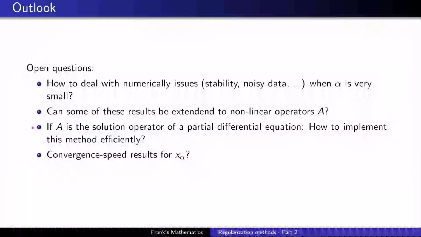And more like numerical aspects here, if we have a solution operator of a partial differential equation, how do we implement this in an efficient way, of course? Up to now, we have only abstracted this operator and worked with the operator itself. But what about numerics? What about implementation? And number 4, what about convergence speed results? Can we impose some conditions on our minimum norm solution such that we can show some convergence speed results? Well, these are open questions, and we will tackle some of them in the next part.